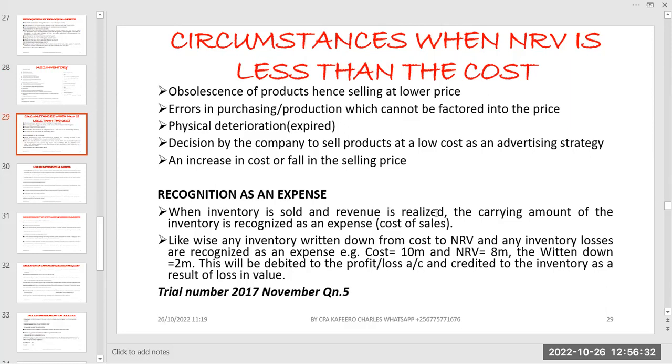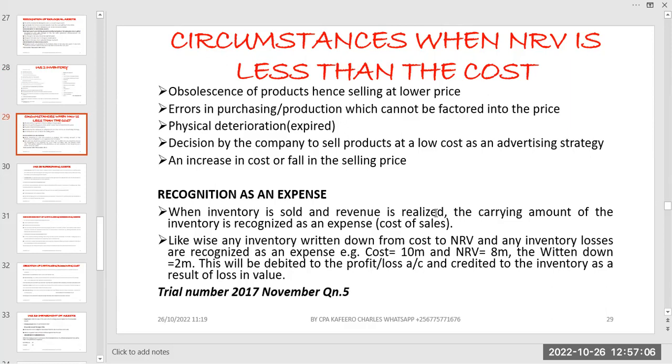Then the other one may be that even the market prices have increased or they have reduced. You bought the things, it wasn't out of errors that you made during your costing, but as we said, the market conditions keep on changing. You can get a higher value or a lower value. So when prices have reduced and your costs are high, of course you end up selling at what is prevailing in the market.